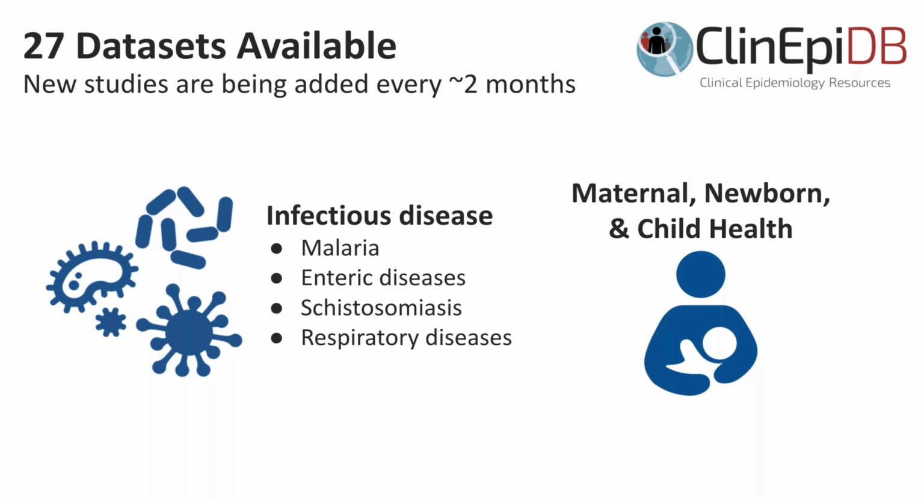So at the moment, ClonipDB operates on a similar release cycle to the genomic site. So we release data approximately every 2 months and new features as well. And at the moment, there are 27 data sets that are available through our live website. And these data sets at the moment are primarily infectious disease focused.